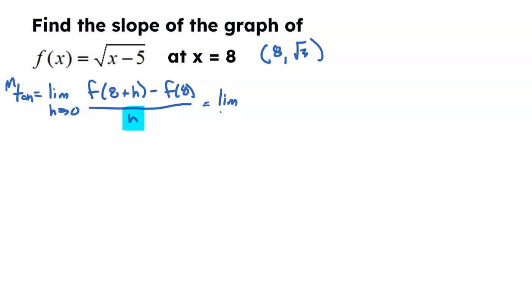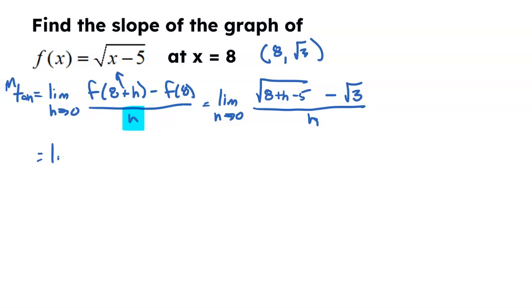All right, so first here, I'm going to go ahead and actually plug 8 plus h into the function. Square root of 8 plus h minus 5 minus f of 8. We already know what f of 8 is. That's radical 3. All divided by h. And again, try direct substitution right now, but you're going to get a 0 over 0. And that's what tells me I've got to keep going. So what is the limit as h approaches 0?